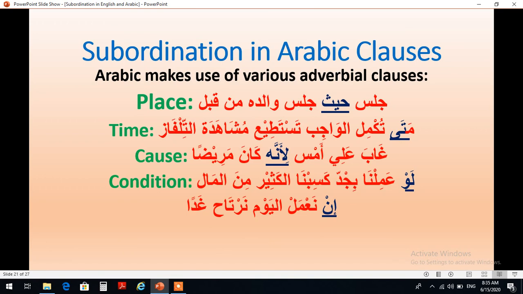Now, after finishing the adverbial clauses in the English language and the meanings they signal, we come to subordination in Arabic clauses. Arabic makes use of various adverbial clauses.